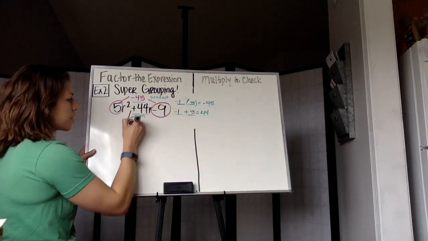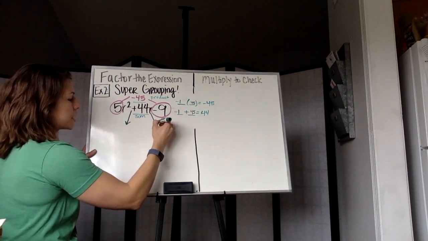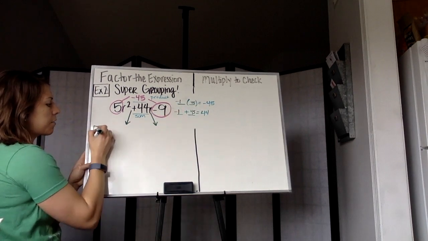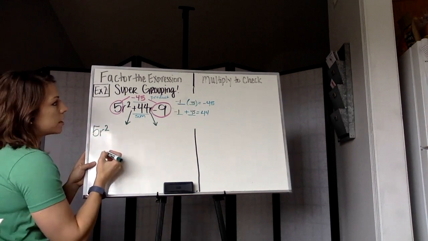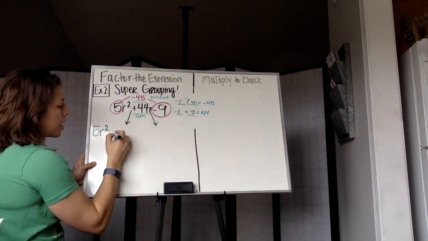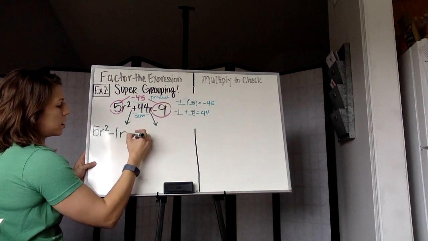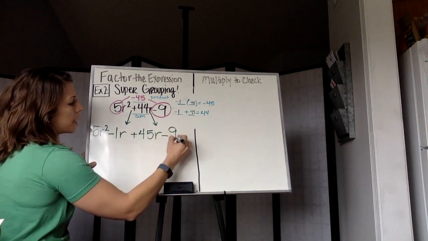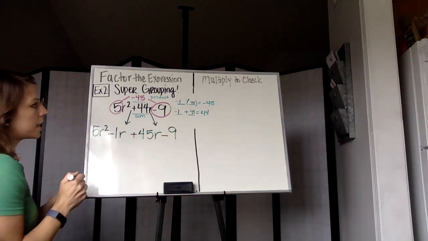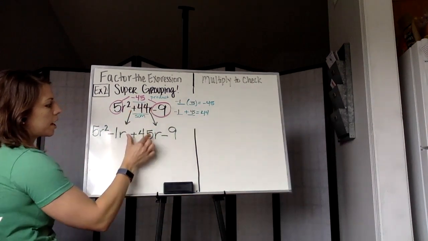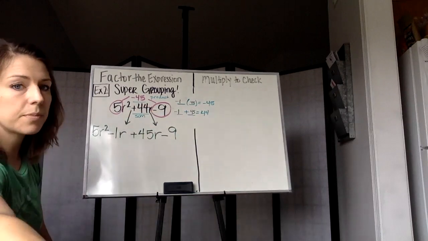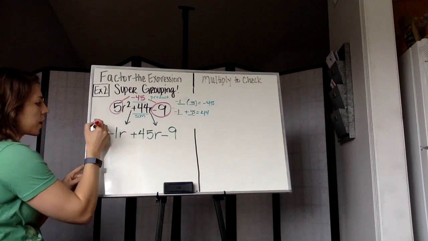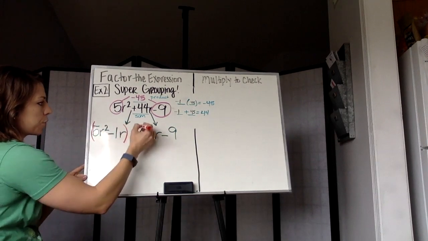Now we take our middle term and we're going to split it using those two numbers. So our first term is still the same, 5r squared. Now we're going to use our -1r, our positive 45r, and our -9. So all we've done is we've used our P's and Q's to break up the middle term. Now we can do our grouping. Here we go. It's addition, so I can just put my parentheses in, my groups in.